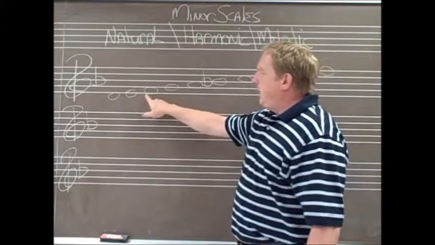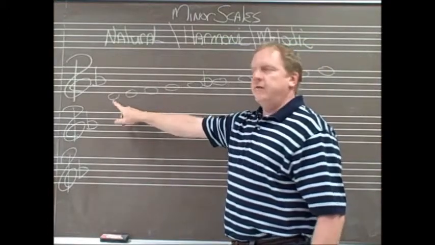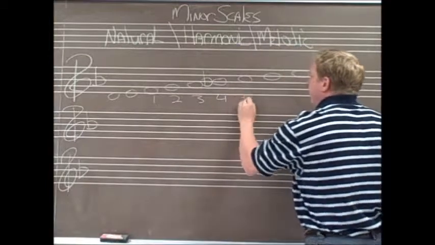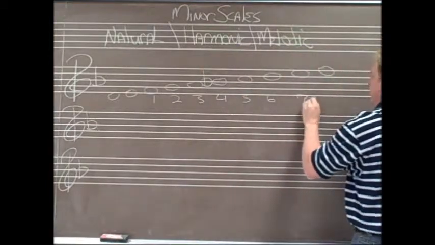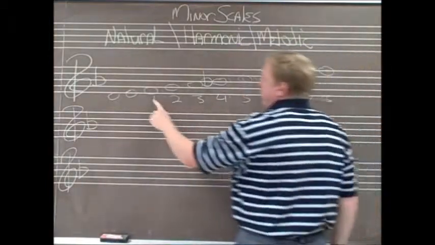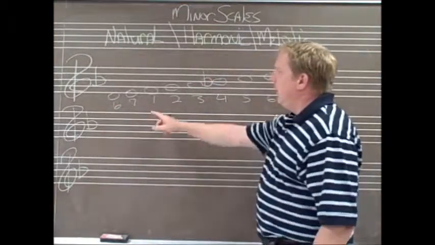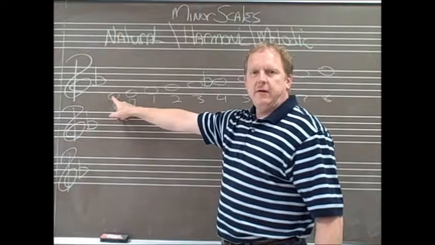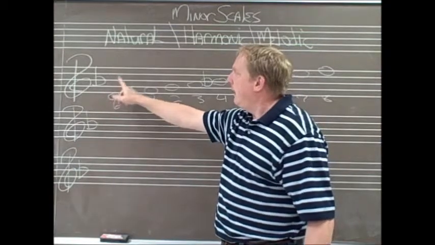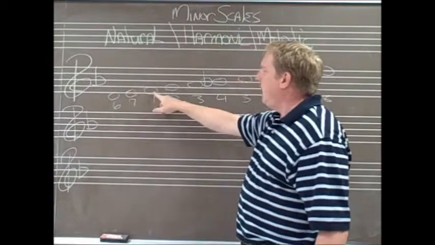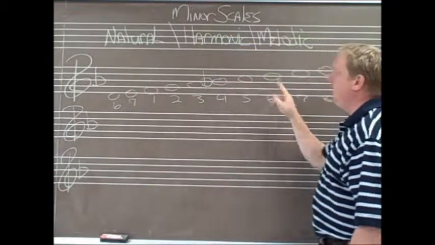If you back up the scale to the 6th scale degree, numbering the scale here, 1, 2, 3, 4, 5, 6, 7, 8. So below here is the 7, 6. You end up getting a D natural minor scale. D, E, F, G, A, B flat, C, D.